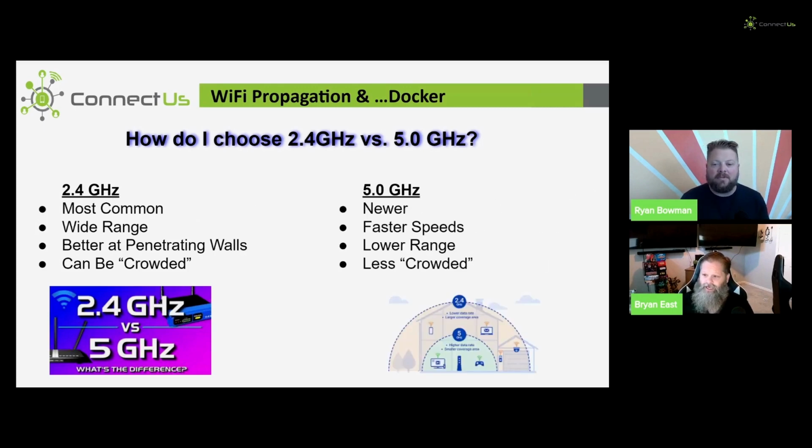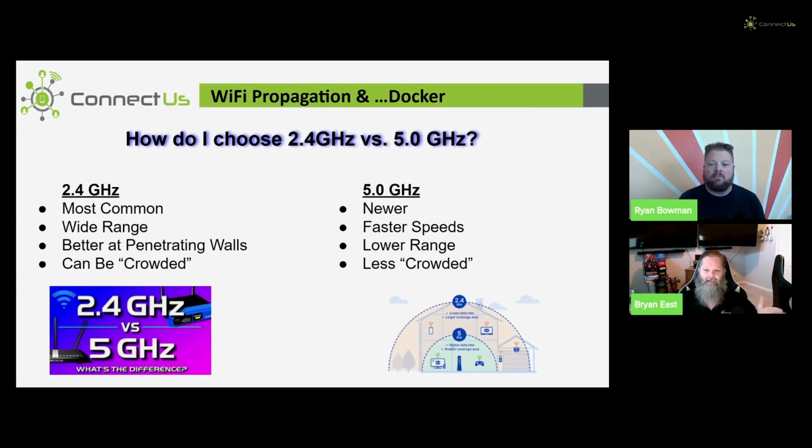The other one is 5.0, and this is a little bit newer, though it's been around again for many years. You're going to get faster speeds because of the higher frequency, but you're also going to get lower range. So a use case for this would be you don't need this thing to go that far out. And if you don't need it to go that far out and you want it in a tighter area, then you're going to get faster speeds than if you did 2.4. And fewer people use this 5.0, at least currently. So it's going to be less crowded.